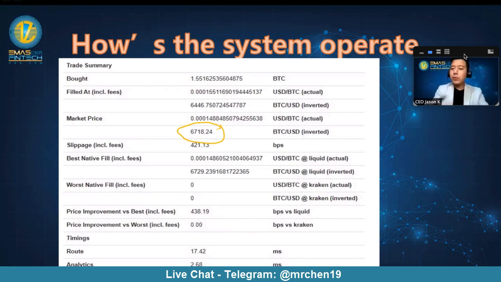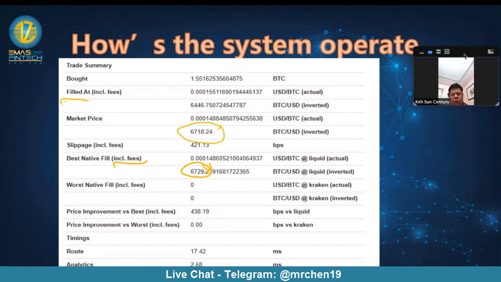If we are going to buy over the counter at an exchange, what's the price I can get? I can get 6,739, because if we go and trade with the exchange, there is a fees. So the price will be 6,729, okay? But throughout my system, what I can get with my filler price, I can actually get 6,446.